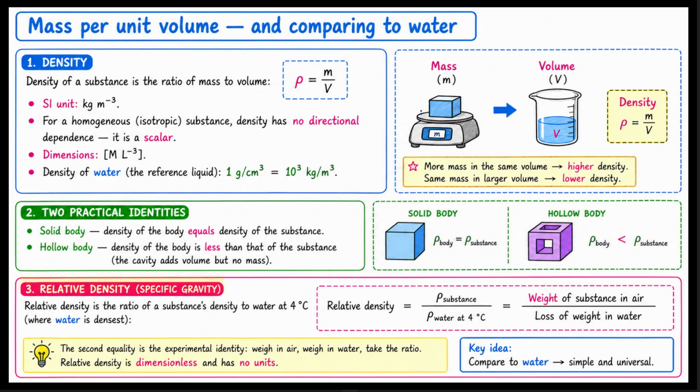Relative density, also called specific gravity, compares any substance to water at 4 degrees Celsius, the temperature at which water is densest. Relative density equals rho substance over rho water at 4 degrees, which in the lab is also the weight of the substance in air divided by its loss of weight in water. The ratio is dimensionless, it carries no units, and the second equality is the experimental identity. Weigh in air, weigh in water, divide.